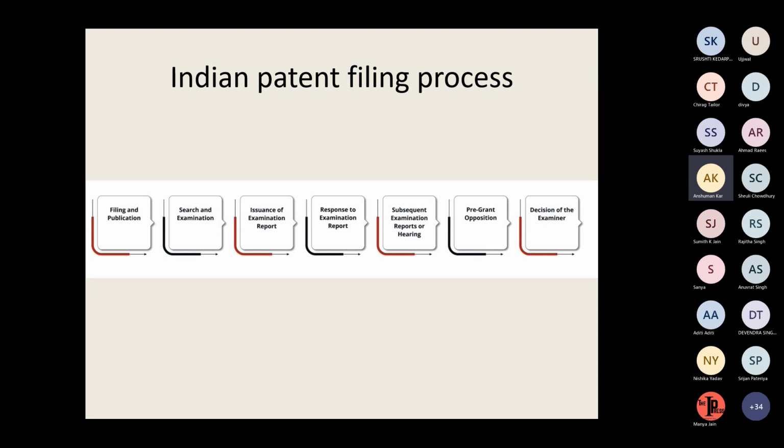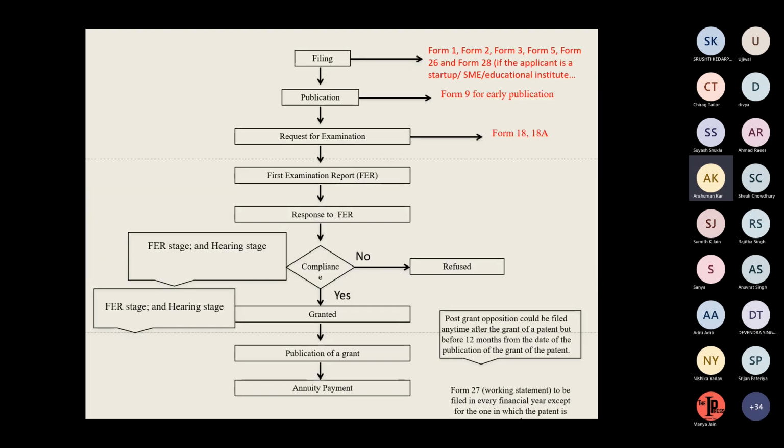The next slide. This is again the procedure along with some formalities. So, filing. Along with filing, there should be a Form 1. Form 1 is the application form. Form 2 is the specification. Form 3 is the detail, foreign filing detail.